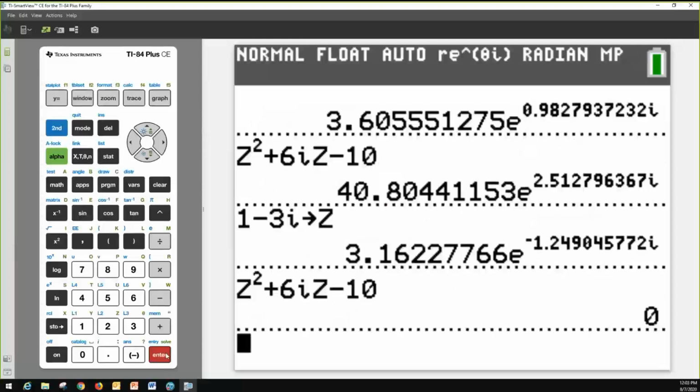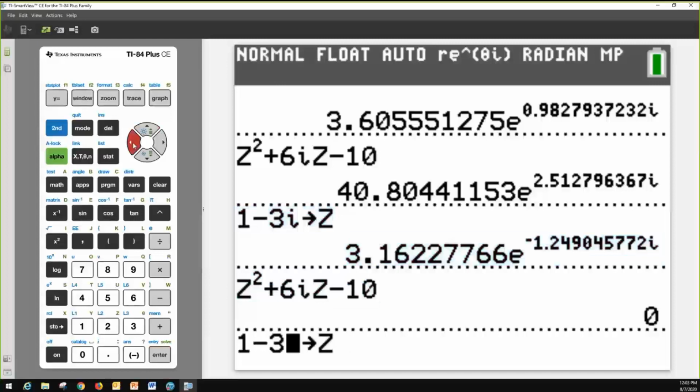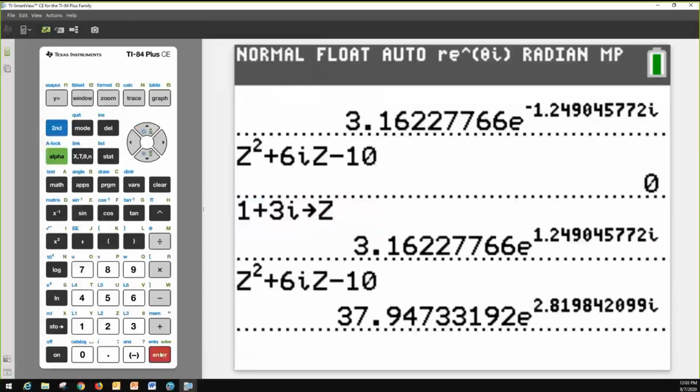Now, the interesting part about this is you may then think, oh, but what about 1 plus 3i? Because shouldn't the conjugate be a root as well? And the answer is no. The conjugate will only be a root if all of our coefficients are real. Because I've got an imaginary coefficient, and we'll just check it to prove that 1 plus 3i is not a solution. You can see there it doesn't equal 0. So our answer is 1 minus 3i.